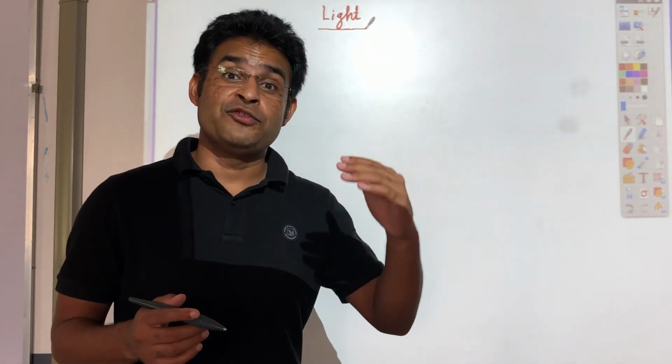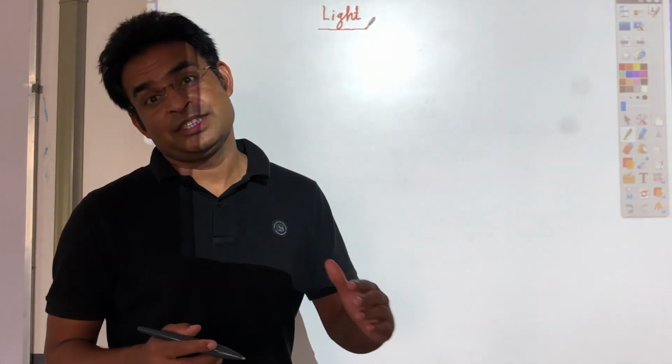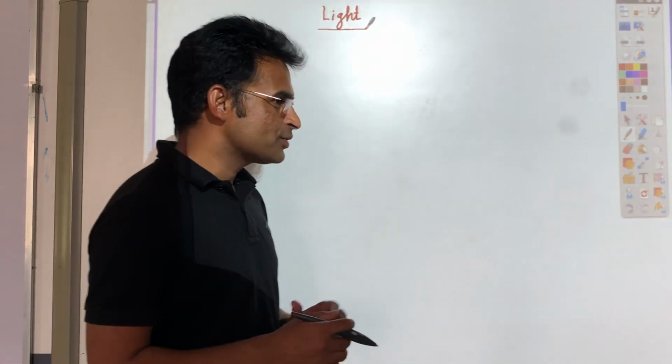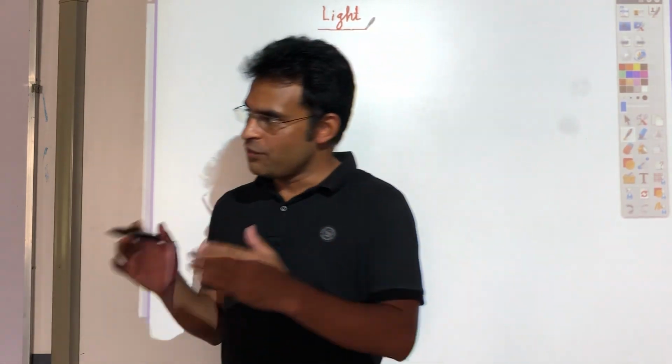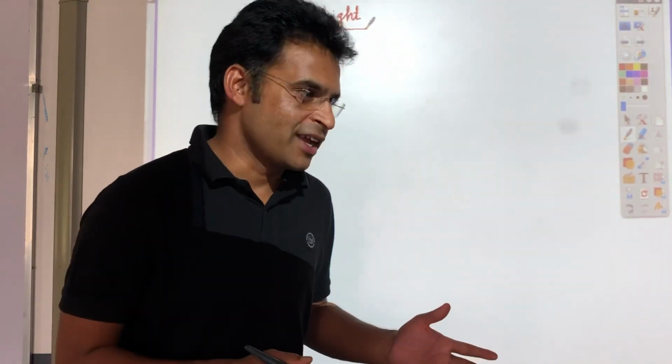So light is a wave. Some people say light is a particle. Based on that, we have two theories of light. One is the wave nature of light, another is the particle nature of light.